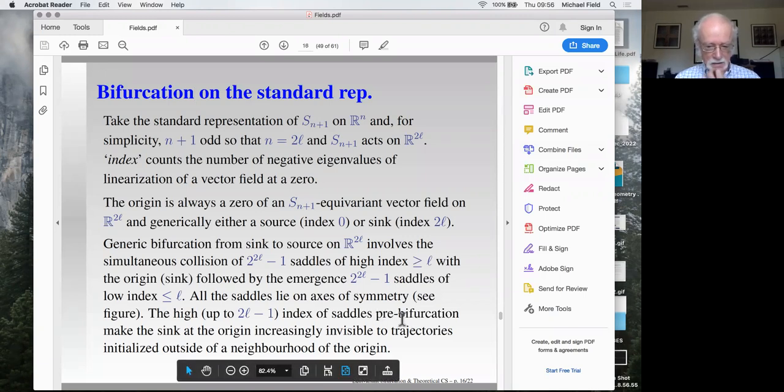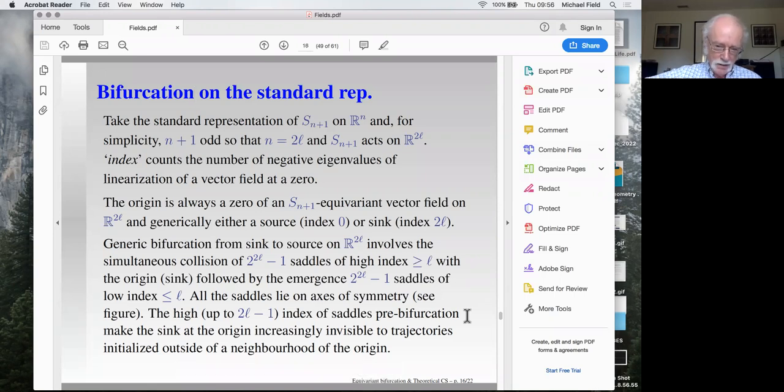The high index of pre-bifurcation saddles has a very interesting implication. It means that when you're close to the bifurcation point, trajectories from afar approaching the origin will tend to be trapped by these saddles of high index and then sent back out again. So you won't see many points actually going to this minimum point at the origin. And this is exactly the sort of thing that happens when you start increasing D. Spurious minima at first are very infrequent, and then they become very frequent. It's a kind of mechanism like this that's involved.